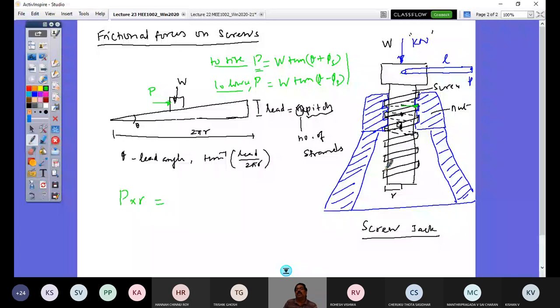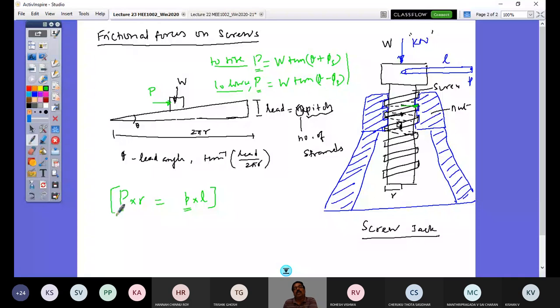If I take the second case, so this is to rise and this is to lower, right? Then that expression is the torque required to lower the load. That's the meaning. So this would be equated to small p into l, so that I would be able to find the smallest effort that is sufficient to be given at the end of this lever. And this is the screw jack problem, where you see that what you have learnt, a block on a slope, is applied here.